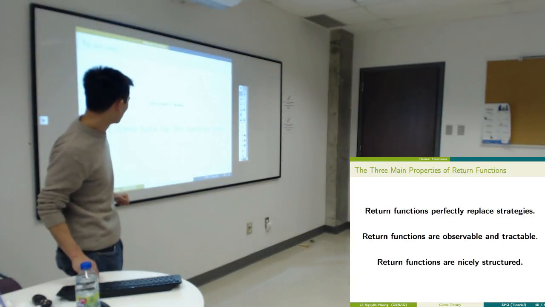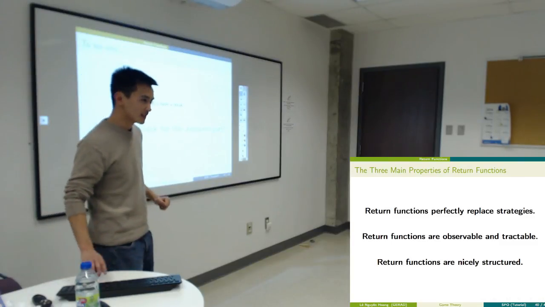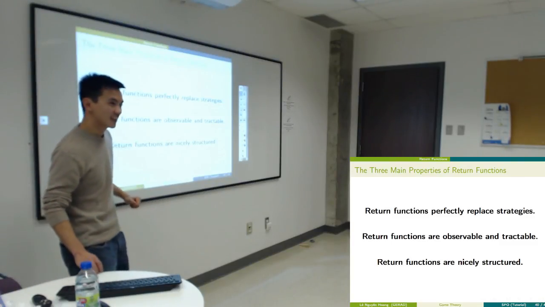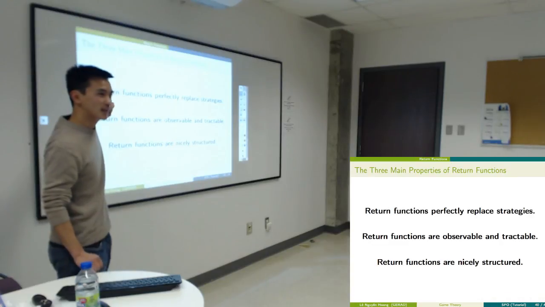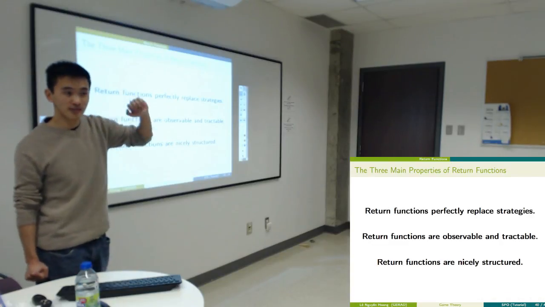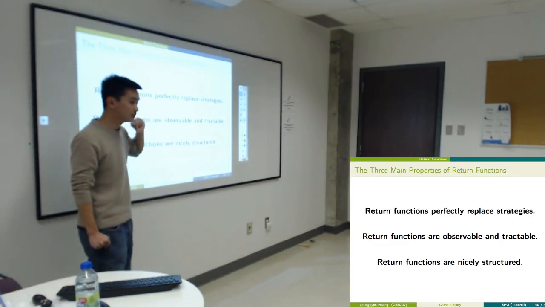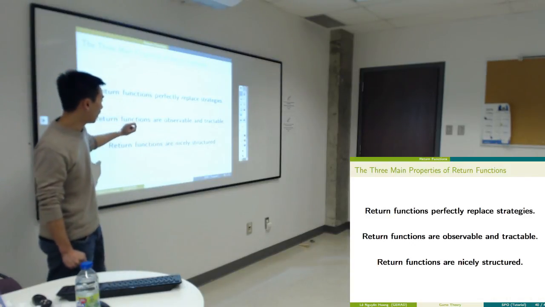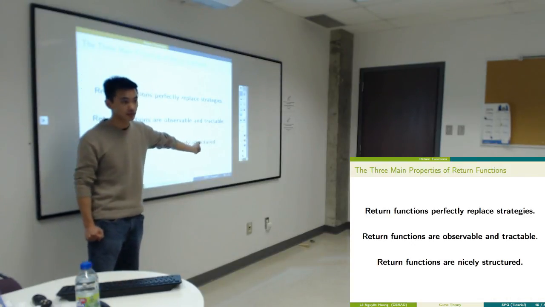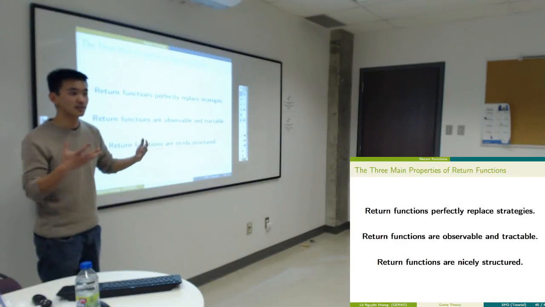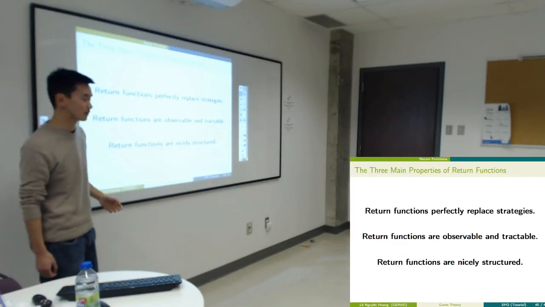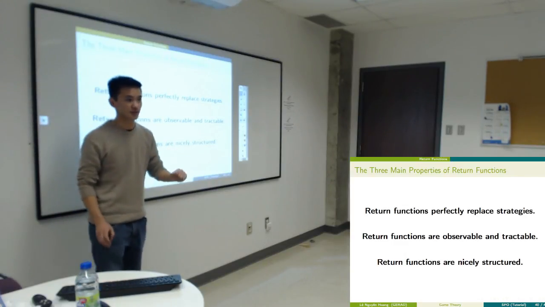Okay, so I'm skipping that, and I just put this slide to tell you that in the next hour we'll talk about the return functions, and we'll see that the return functions perfectly replace strategy. They are observable and tractable. And so they perfectly fit the concept of Bayesian Nash equilibrium, and they are nice instruments.